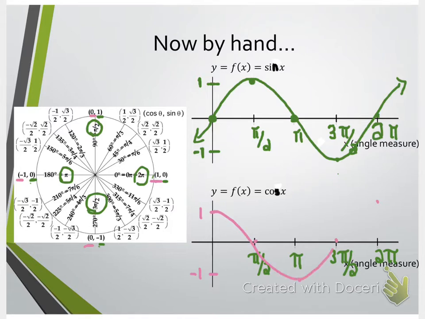Hit the dots, like so. Okay. But like I said, look at the animations. Those are much cooler, but that's what the graph basically looks like. All right, so this is the base graph of the sine function, the base graph of the cosine function.